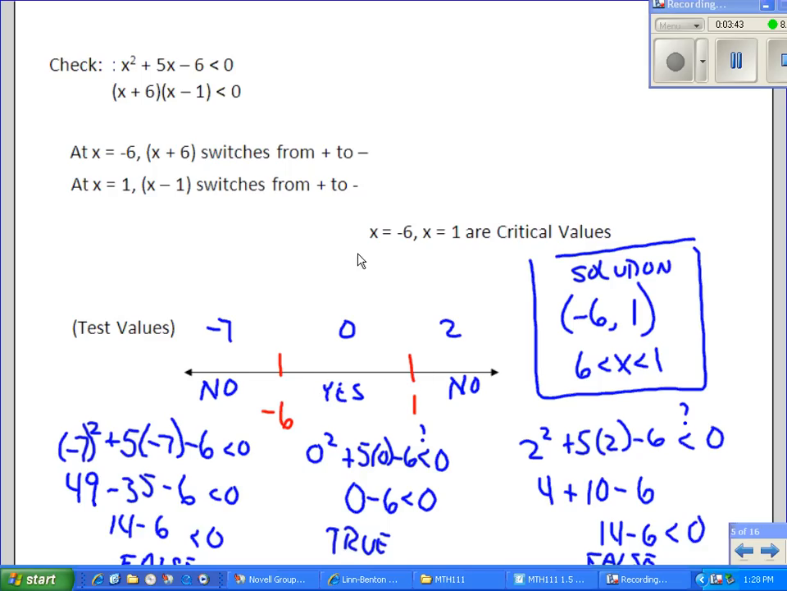And because we're looking for the values to be strictly less than 0, we don't want to include the actual critical values, the endpoints of the interval, the negative 6 and the 1, because at negative 6 and at 1, the function actually equals 0, and we want to be strictly less than 0. So our solution is the interval from negative 6 to 1, not including negative 6 and 1, or you can read it as negative 6 is less than x is less than 1.